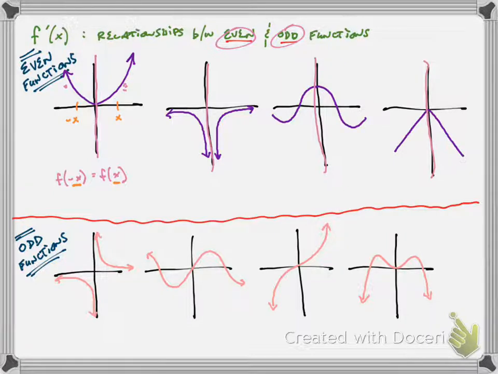If you go to opposite inputs, you will get the same outputs. Okay, and that's true in all of these cases. You go to opposite inputs, you'll get the same outputs. So f of negative x is equal to f of positive x.